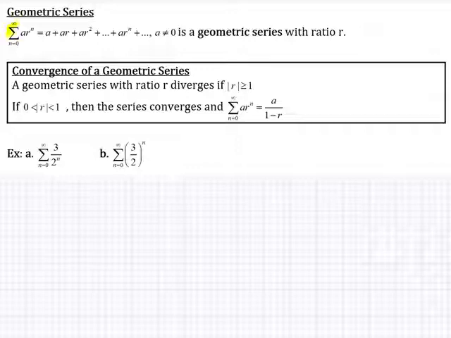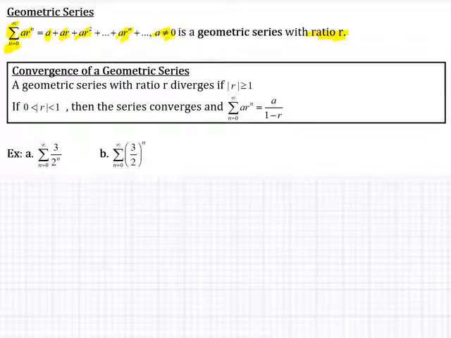The sum as n goes from 0 to infinity of a r to the n. Where a is something that's just going to be a constant. R will also be a constant we're going to call the ratio of the series, and n is your index. That's the thing that's going to be changing. So the first term would be ar to the 0, which would just be a. The second term would be ar to the first, then ar to the second, all the way up to ar to the n, and it'll keep going.